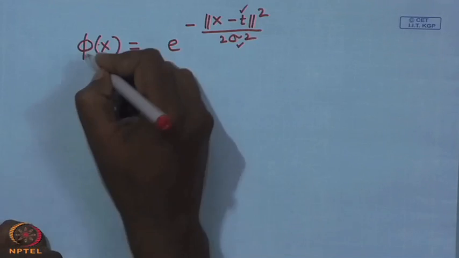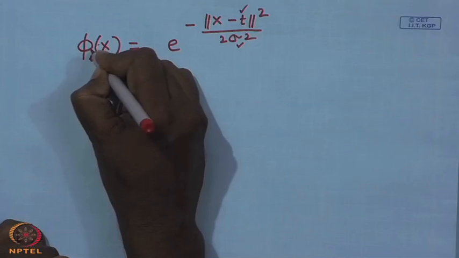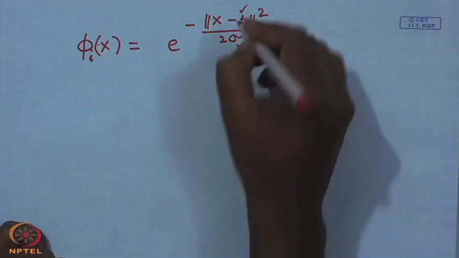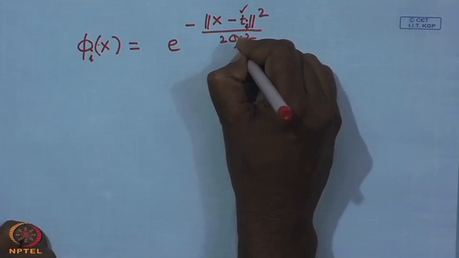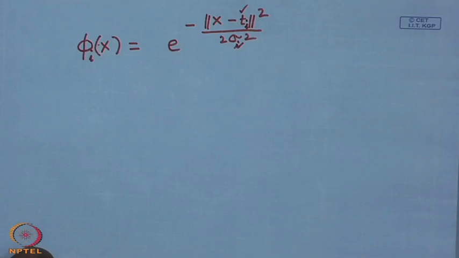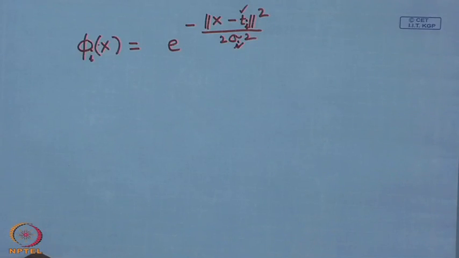So, for every ith radial basis function phi i of x, t i is the receptor and sigma i is the spread. So, I have to know what is the receptor for every radial basis function and what is the spread of every radial basis function. So, this is one level of learning.